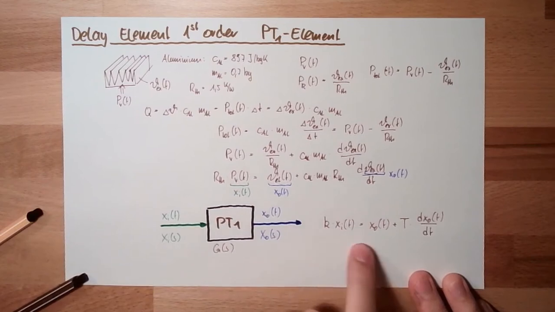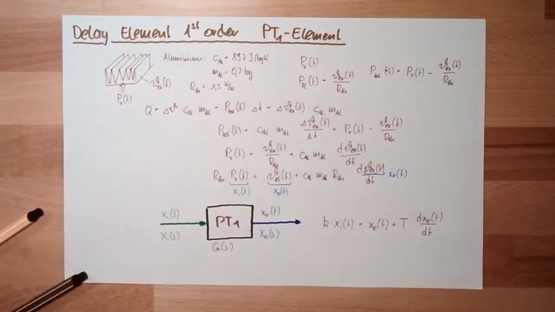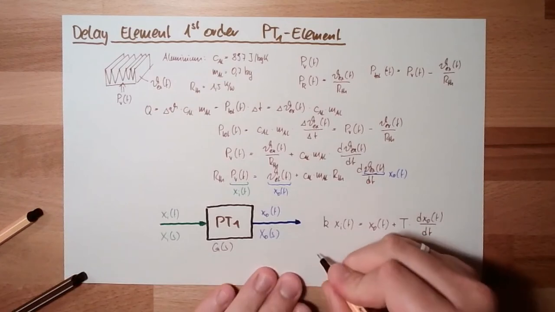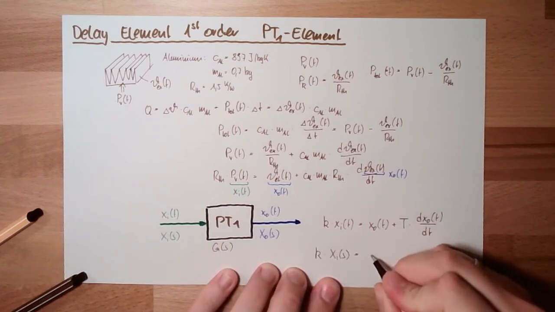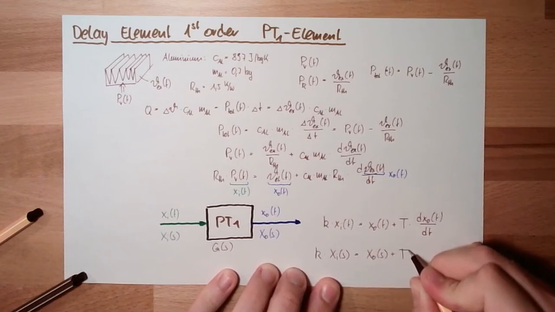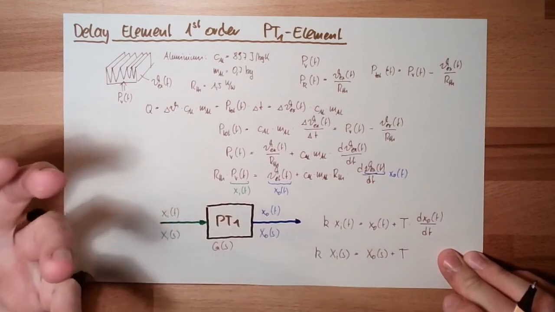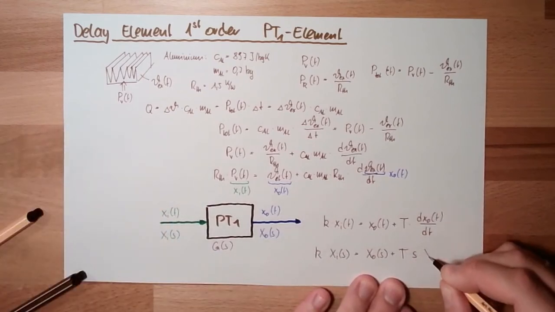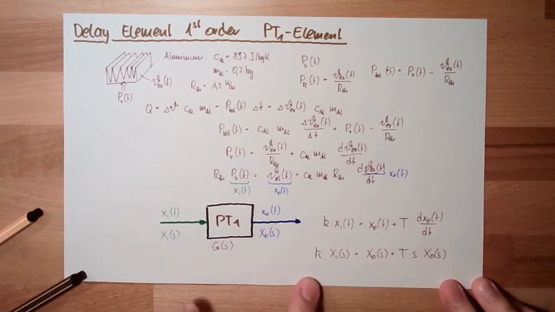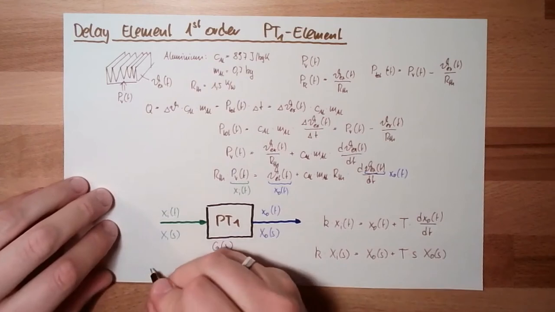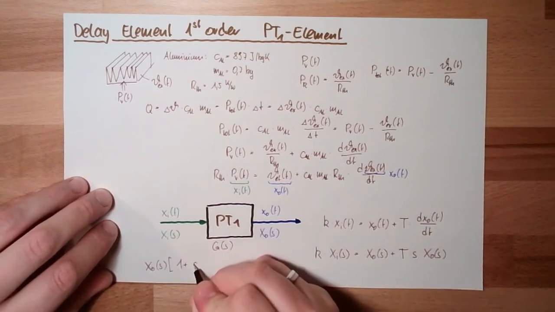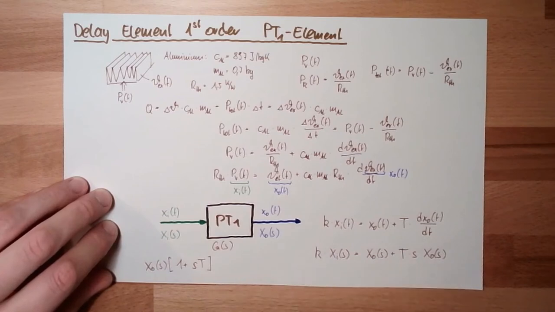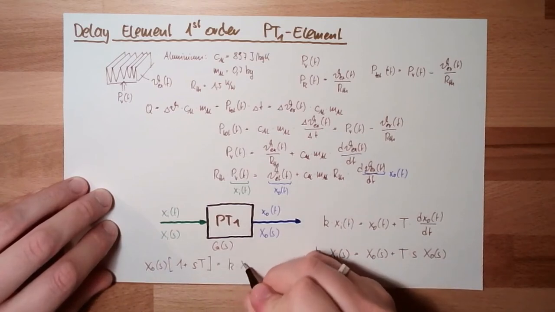Okay, this is the typical equation of a PT1 element. This is how it looks. If we do the Laplace transformation, we end up with k multiplied by xi from s is xo from s plus t, and now I also assume nothing changed before zero, so I just use s multiplied by xo from s. Here I will extract xo from s, and then inside there's only 1 plus sT, the rest equals k multiplied by xi from s.